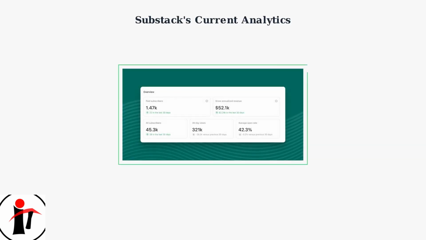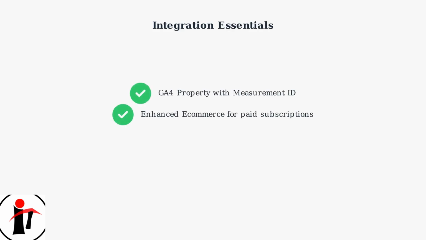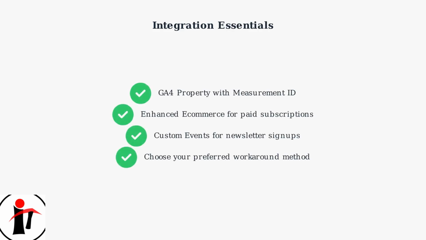Substack has improved its native analytics dashboard, providing basic metrics like subscriber counts and engagement rates. However, it still lacks direct GA4 integration, limiting advanced tracking capabilities. For successful GA4 integration with Substack, you'll need a GA4 property with its measurement ID. Consider setting up enhanced e-commerce for tracking paid subscriptions and custom events for newsletter signups to get comprehensive analytics data.